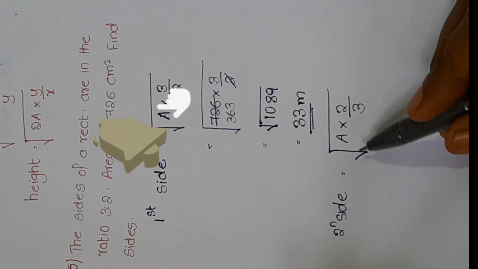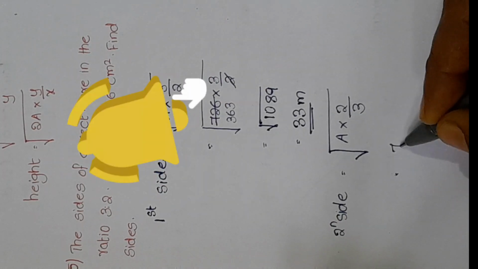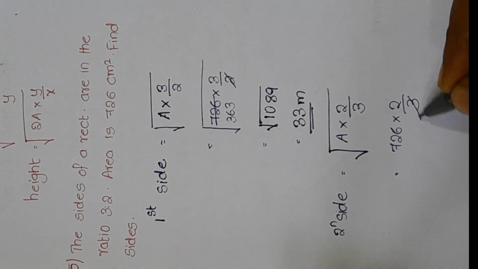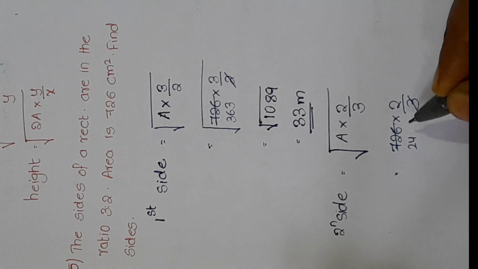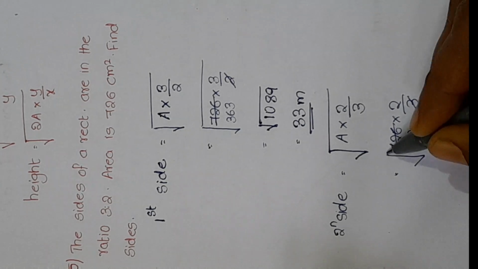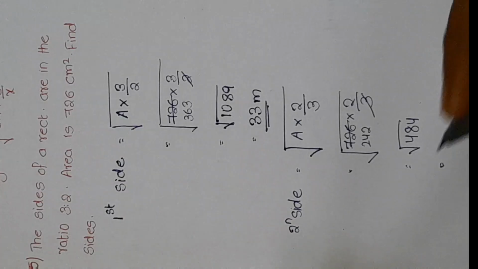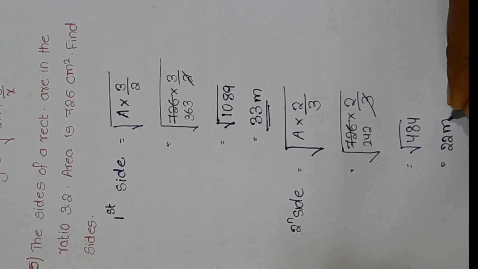Second side is equal to root of a into 2 by 3. A value is 726 into 2 by 3. 3 2 6, 3 4 12 and 3 2 is 6. Keep this in root. The root of 484 is 22, so the second side is 22 meters.